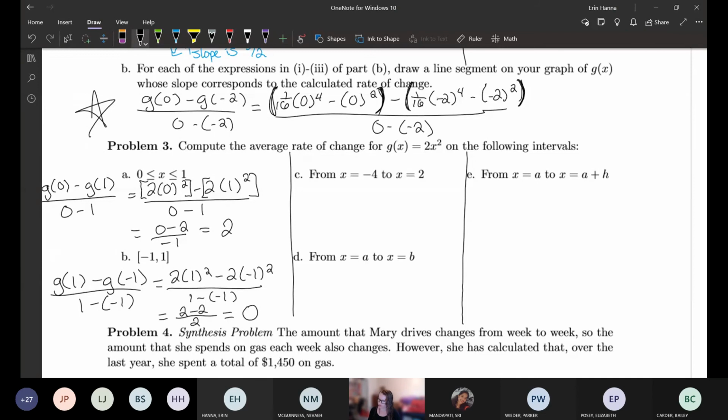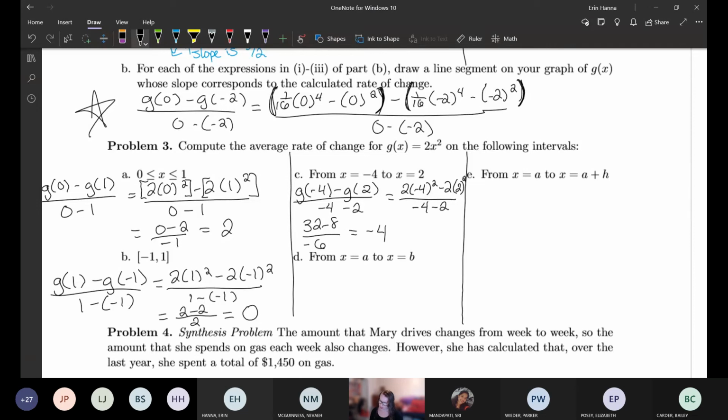All right, and then -4 to +2. I'm just going to go back and forth, and now I'm going to put it in the order that it's listed. Again, doesn't matter. So we'd have 2 times -4 all squared minus 2e. Shoved it in there. And so this would give us 32 minus 8 all over 6 minus -6, which would reduce to -4. So the average rate of change between -4 and 2 is -4.